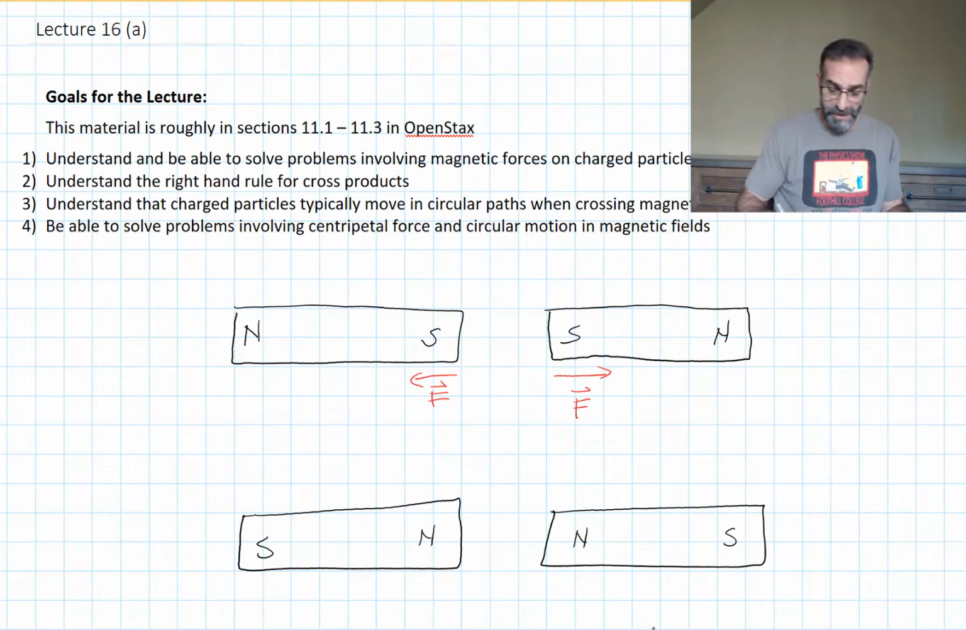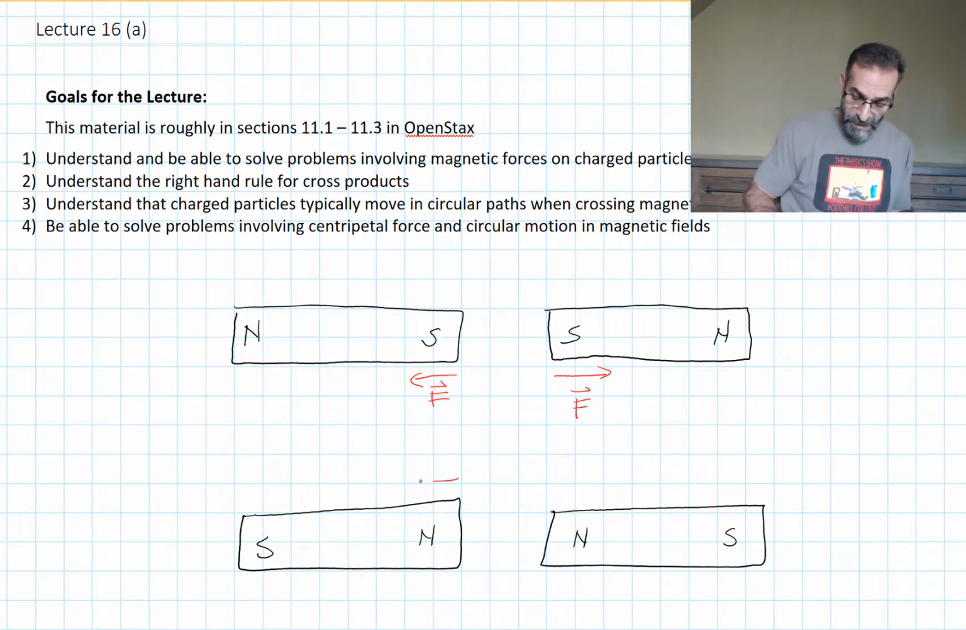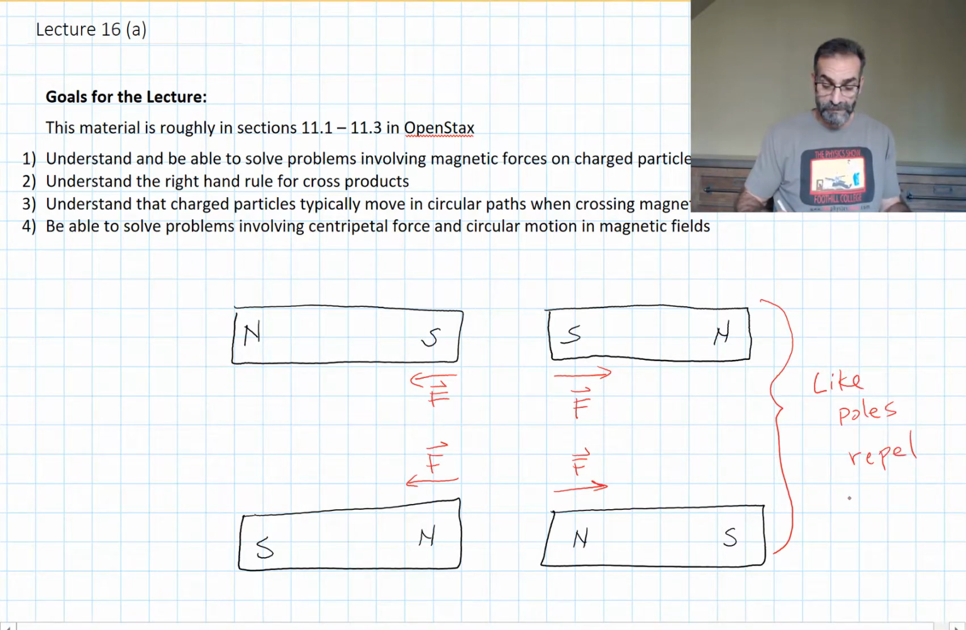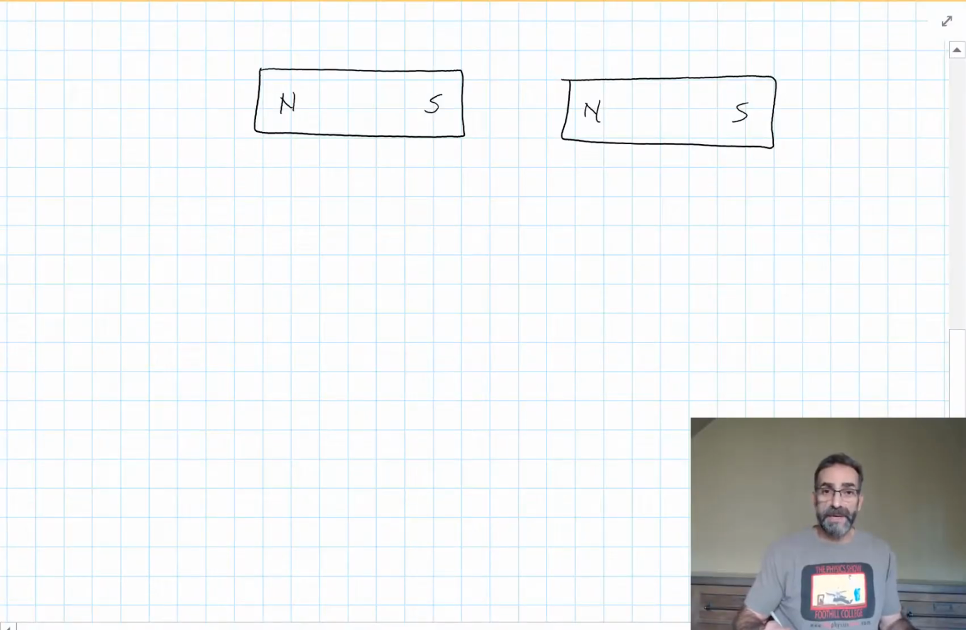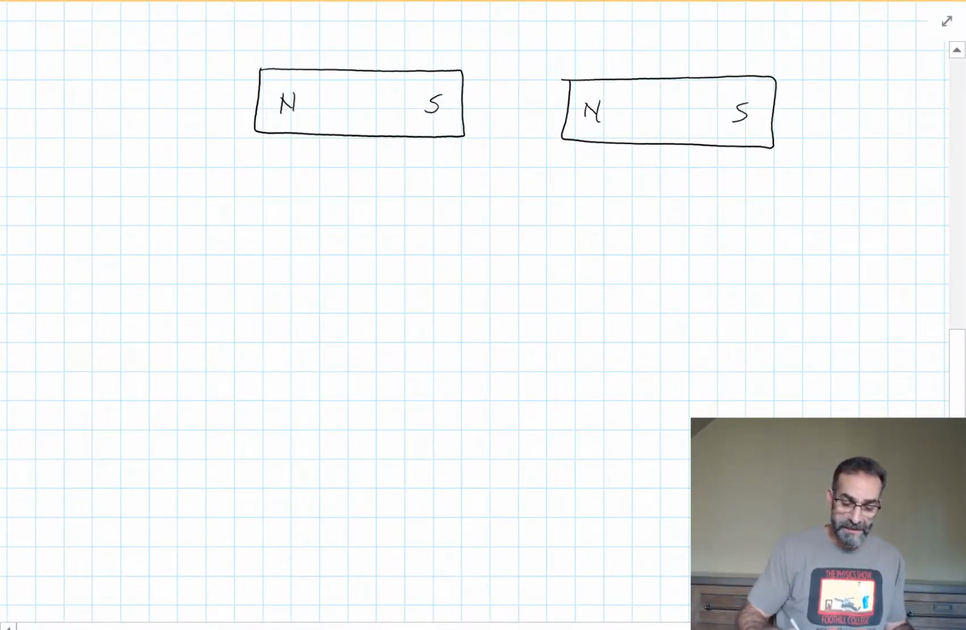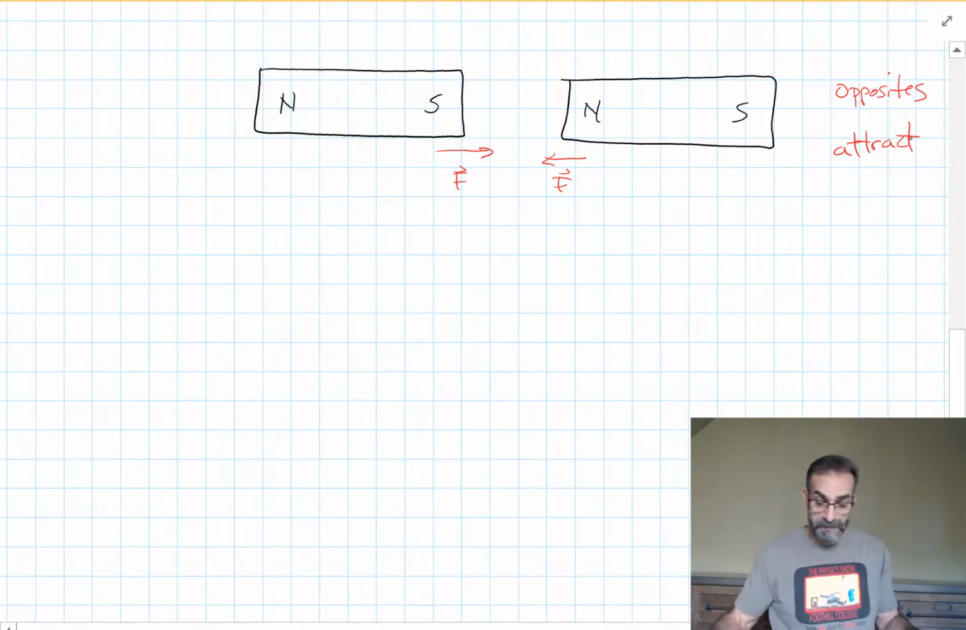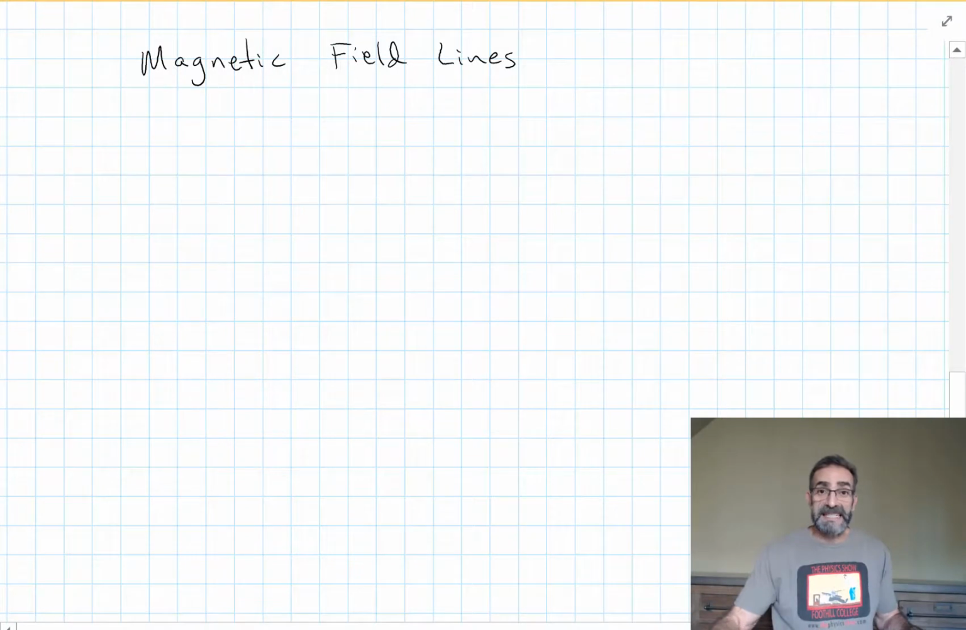Similarly, we could put the north poles together and we would get repulsive forces between these two magnets. And if we put opposite poles together like this, we get an attractive force. We know that magnets can exert forces on each other at a distance.